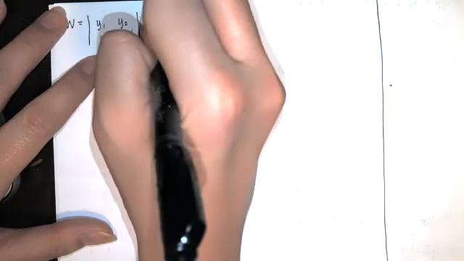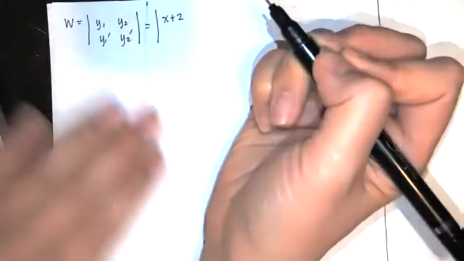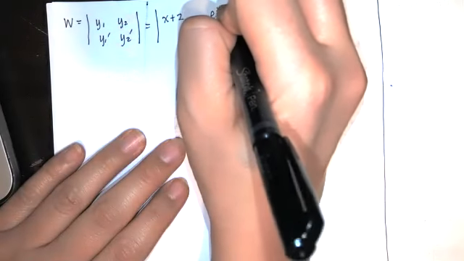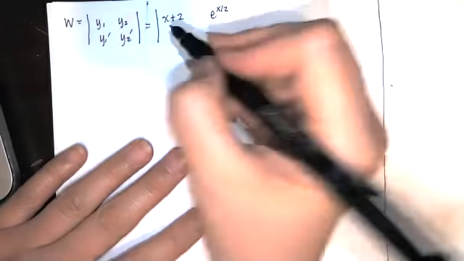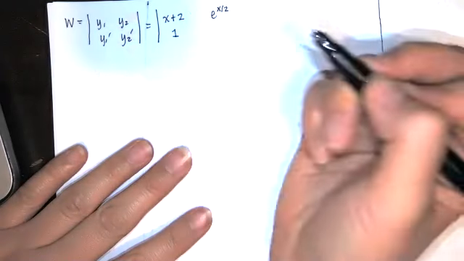Let's find our W's. W is the Wronskian of y1 and y2. And y1 was just the function x plus 2. And y2 was the function e to the x over 2. So take the derivative of that, you get 1.